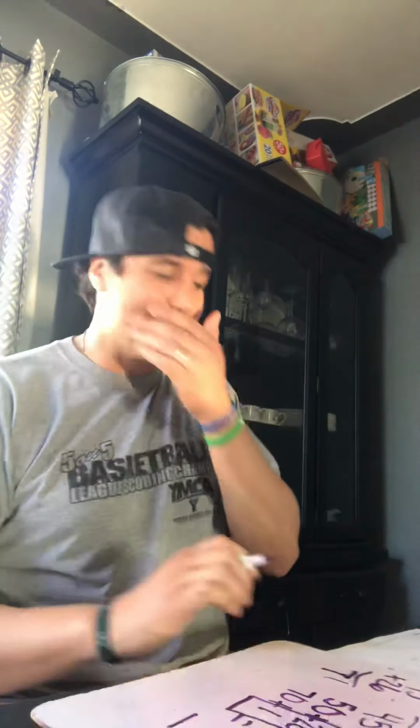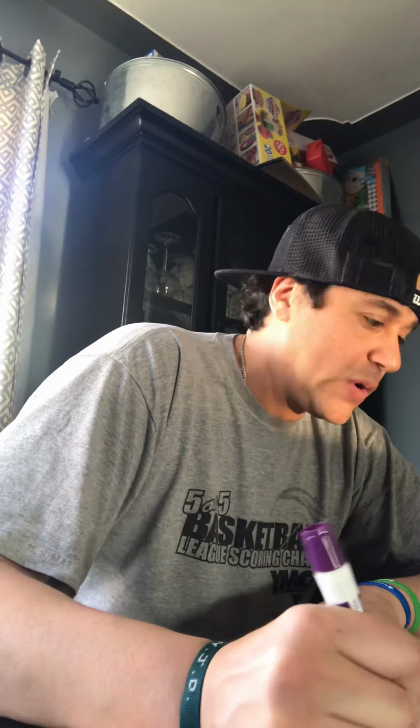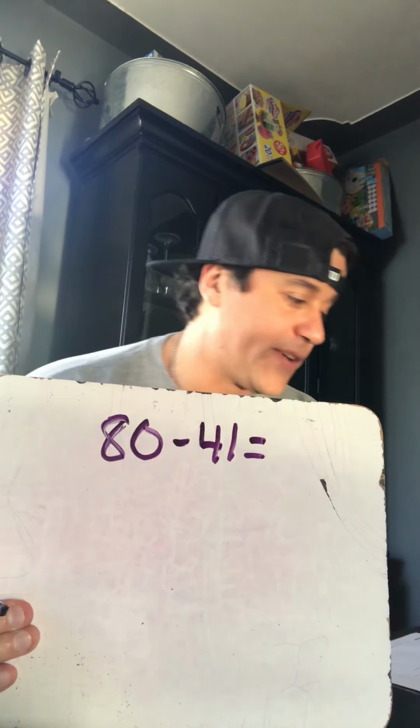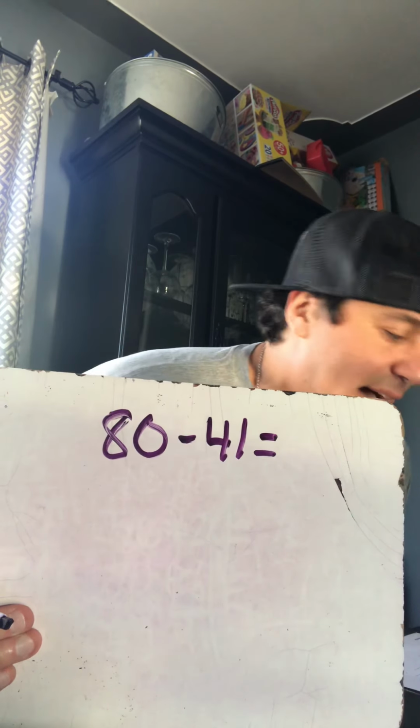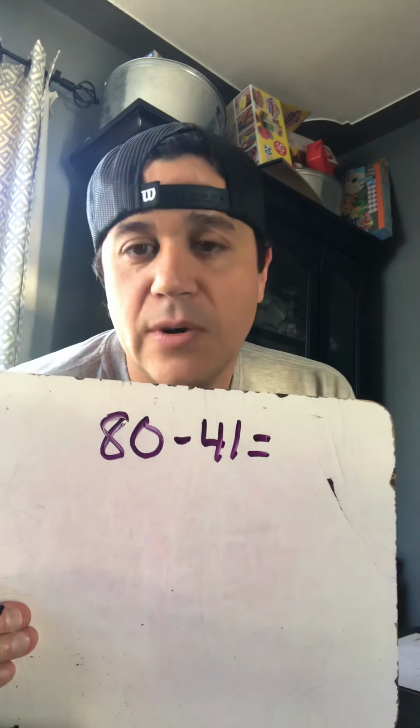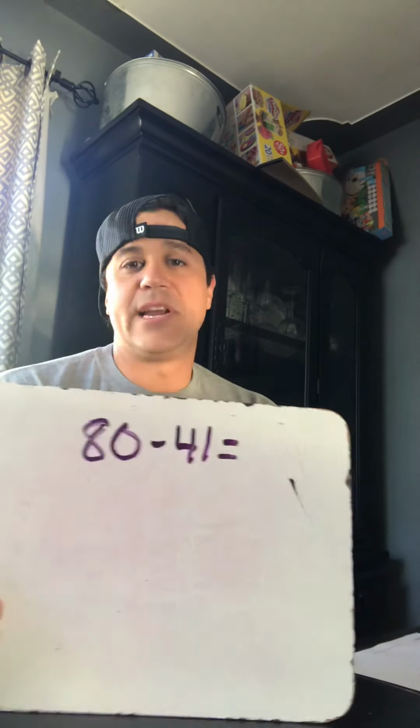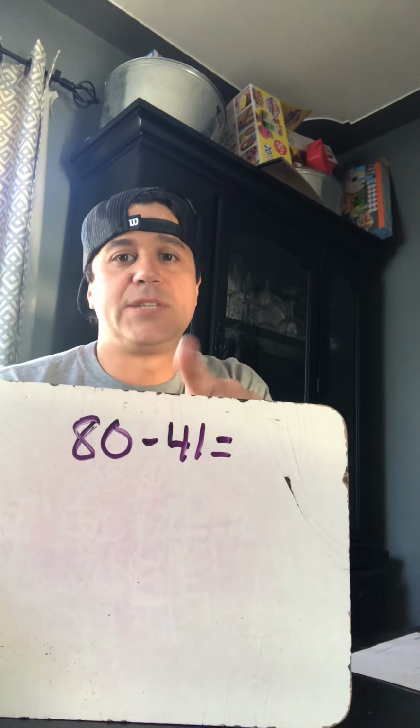So let's do another one. Okay, let's do another one. All right, let's go to number 3. So it looks like our problem is 80 minus 41 equals, and that's what we're trying to figure out. Okay, that's what we're trying to figure out right now. So I want to get myself to 50. Okay, I want to get myself to 50 as close as possible.